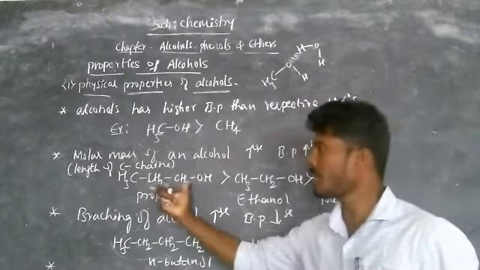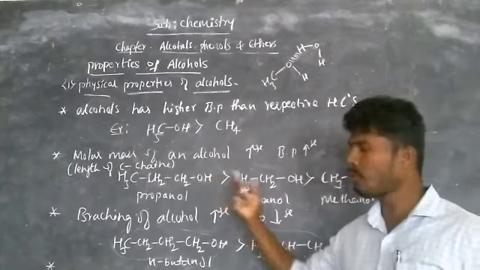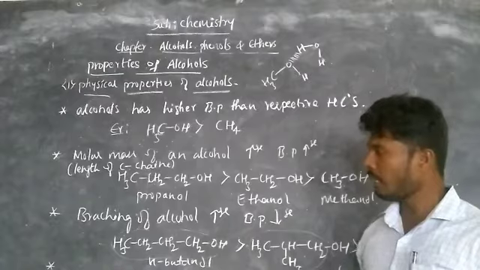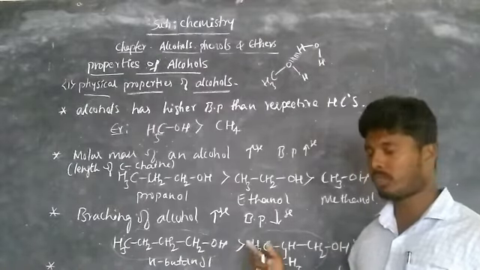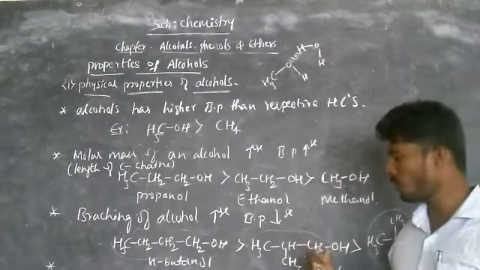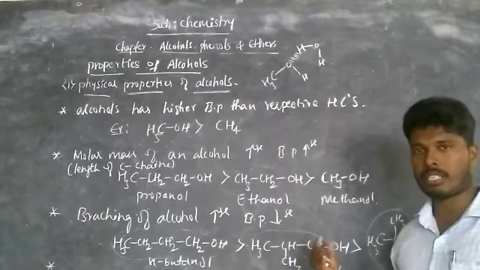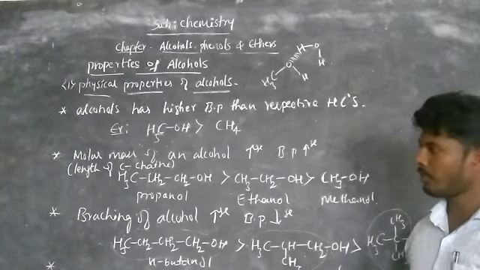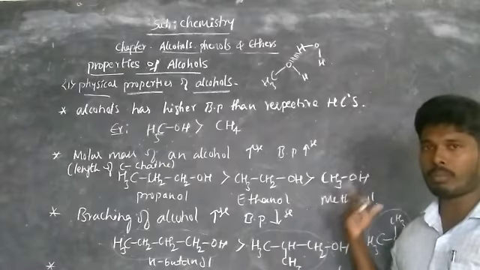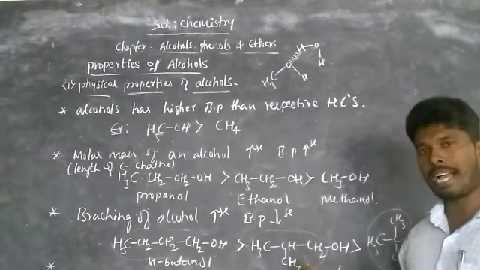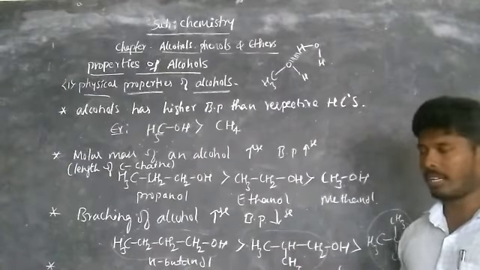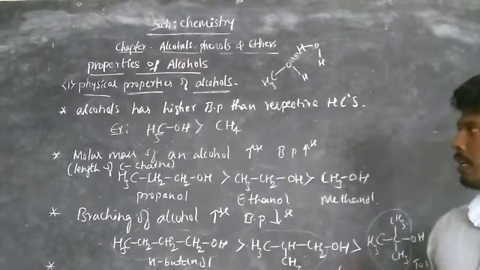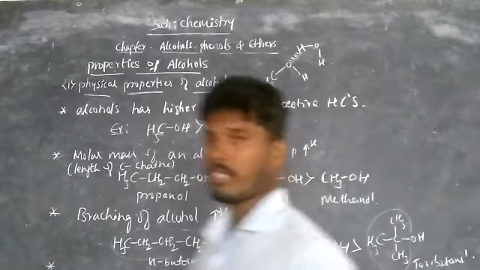Then as the length of the carbon chain of an alcohol increases, the solubility decreases, because hydrogen bond formation keeps decreasing. Therefore the solubility decreases. Similarly, as the branching of an alcohol increases, the solubility increases due to the formation of strong hydrogen bonding. Hence the solubility of an alcohol is higher in water, and branched alcohols are highly soluble, and as the length of a carbon chain increases, the solubility decreases. This is the physical property of an alcohol. Now take chemical properties.